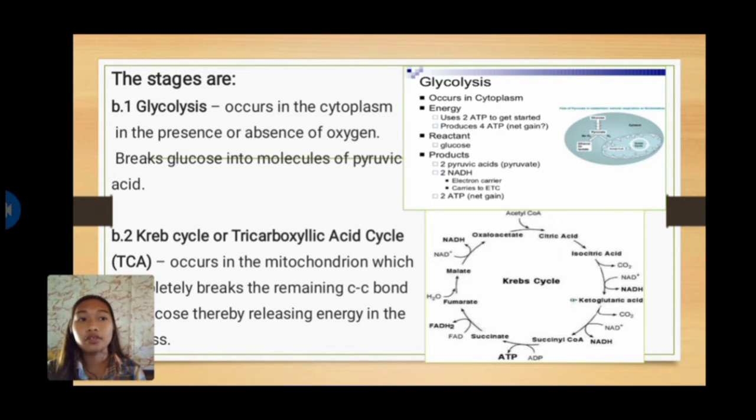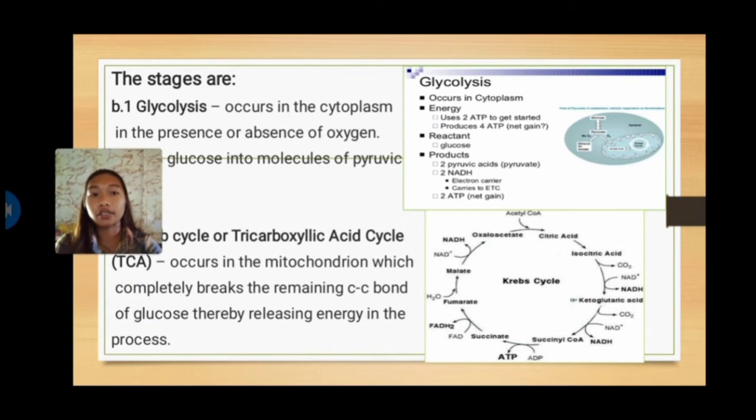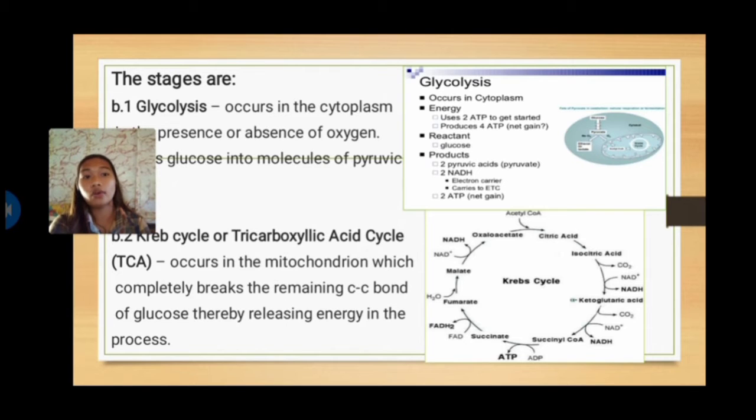The energy uses 2 ATP to get started, and it produces 4 ATP. Its reactant is the glucose. The product produced is 2 pyruvic acid, 2 NADH, and 2 ATP. While the Krebs cycle, or tricarboxylic acid cycle, or TCA, occurs in the mitochondrion, which completely breaks the remaining C-C bonds of glucose, thereby releasing energy in the process.